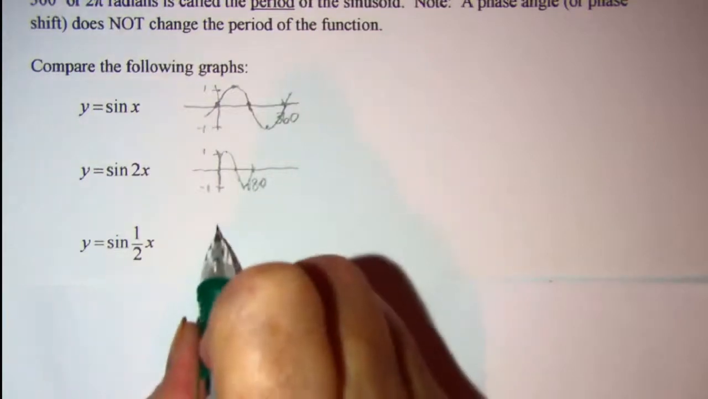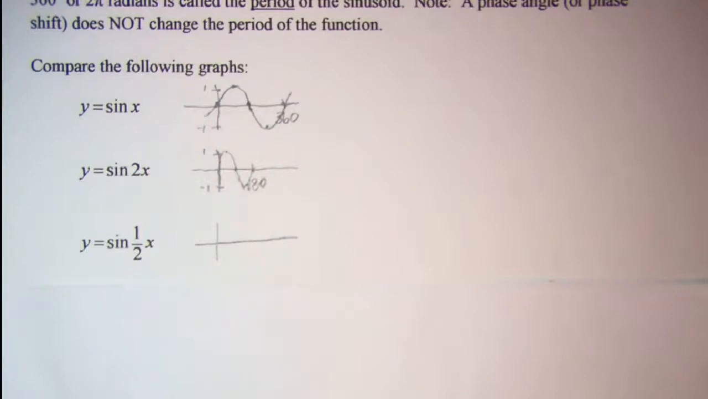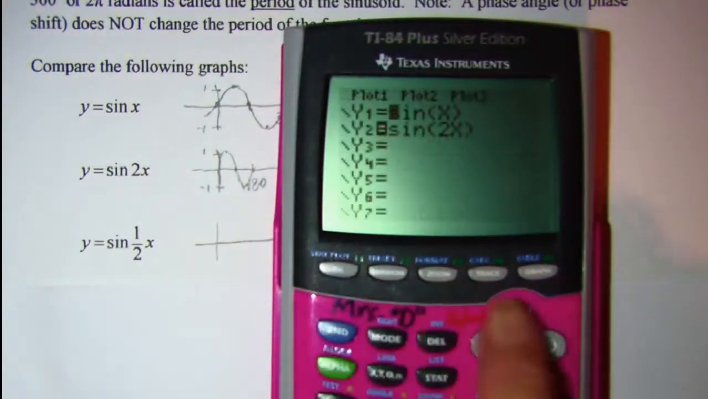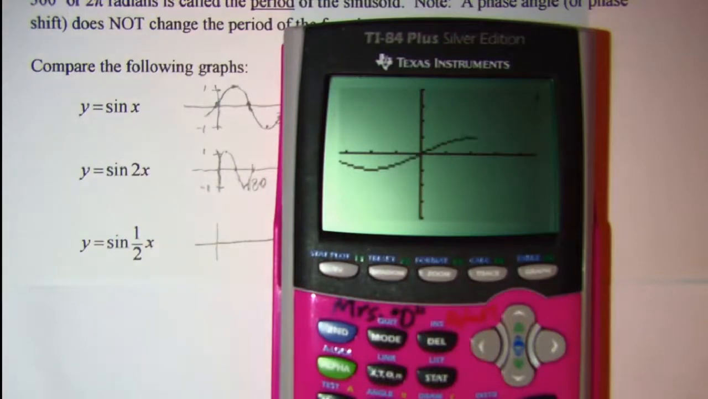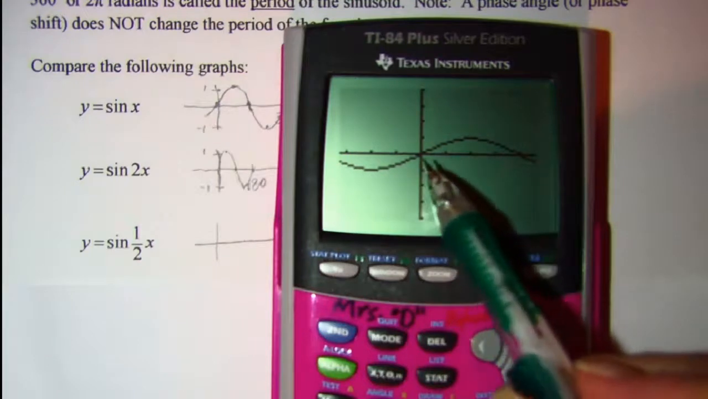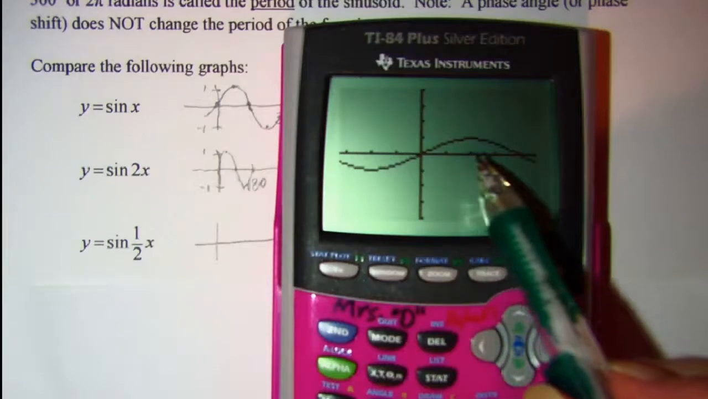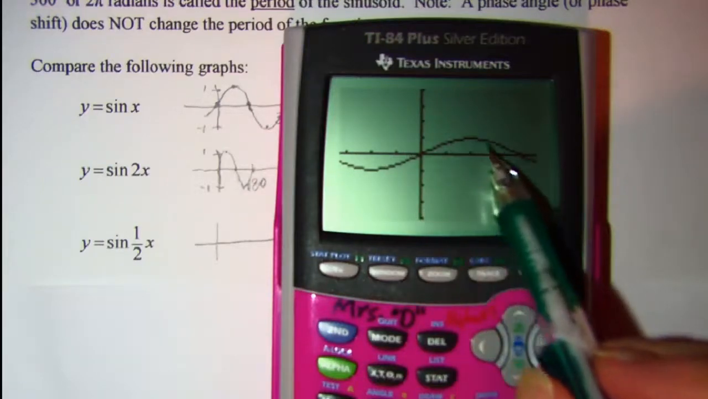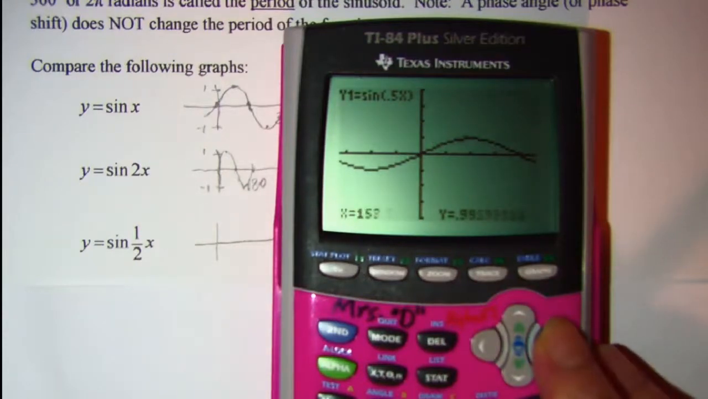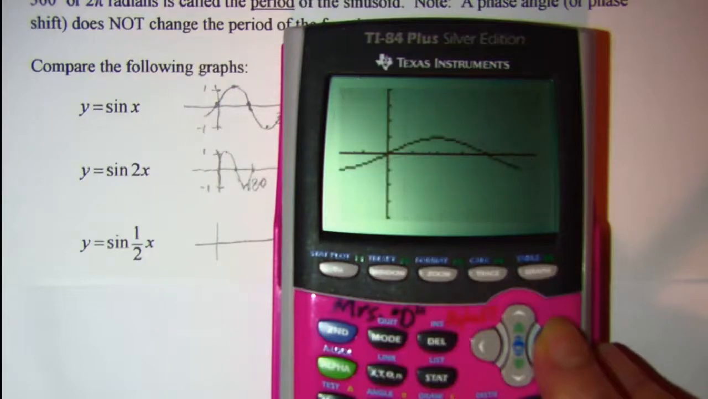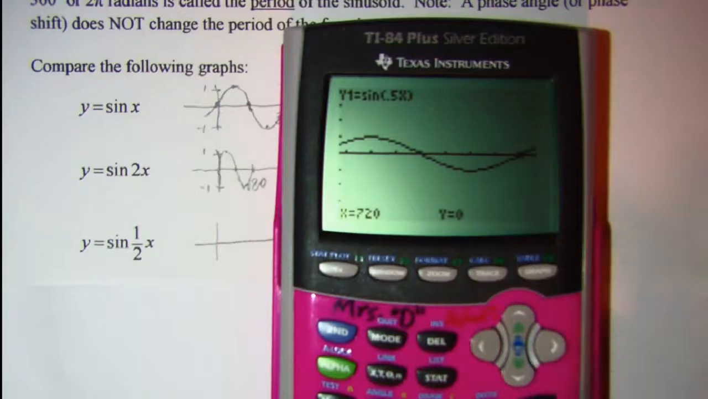Now let's look at y equals sine 1/2 x. I'm going to clear these out. And I'll use 0.5 for 1/2. This time you'll see that if we start at the origin and go to the 360, I'm only getting half a curve done. So if I use my trace key, I'll see that my period for this one, y equals sine 1/2 x, is actually 720. Yep, there it is.